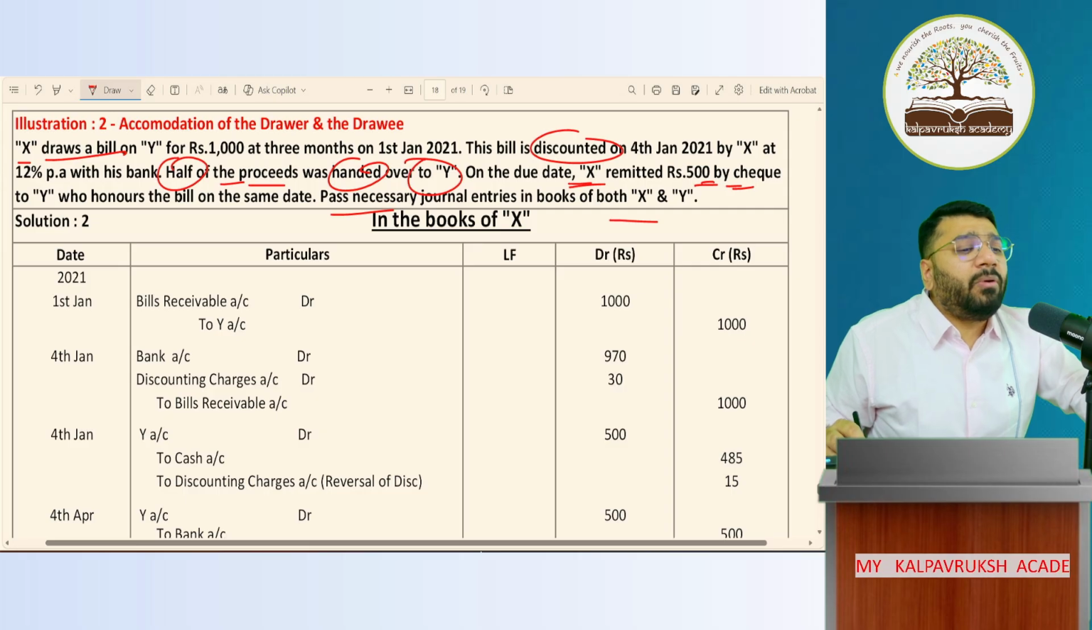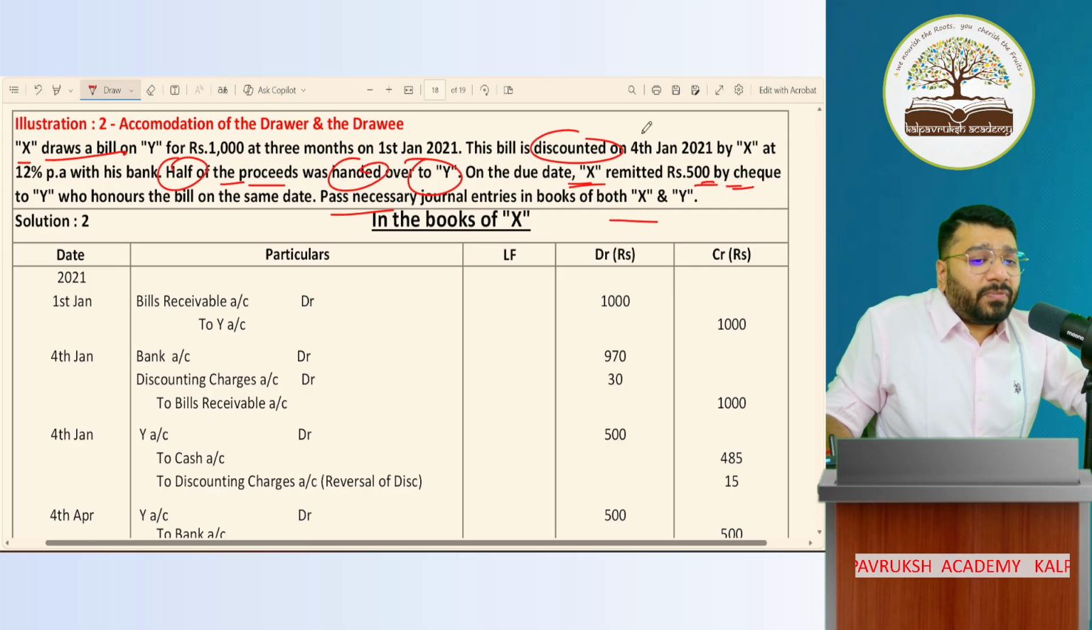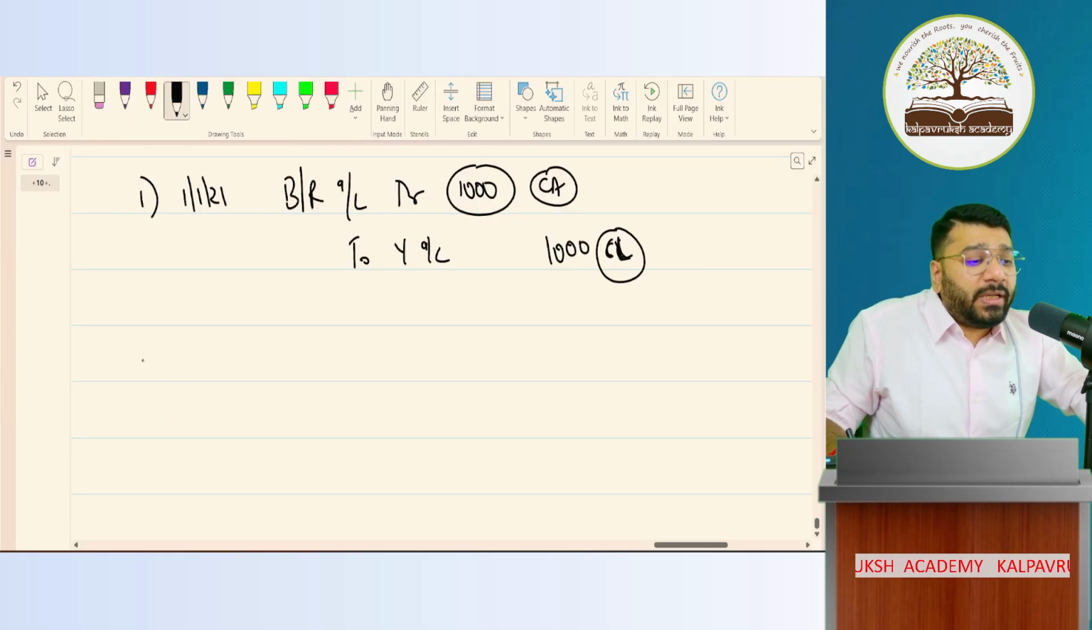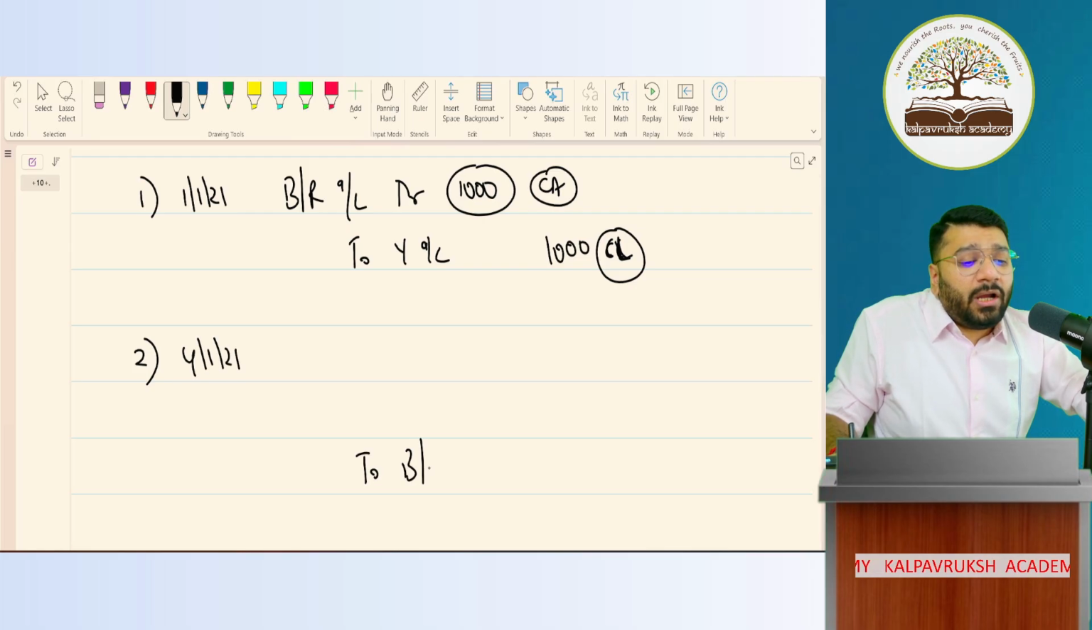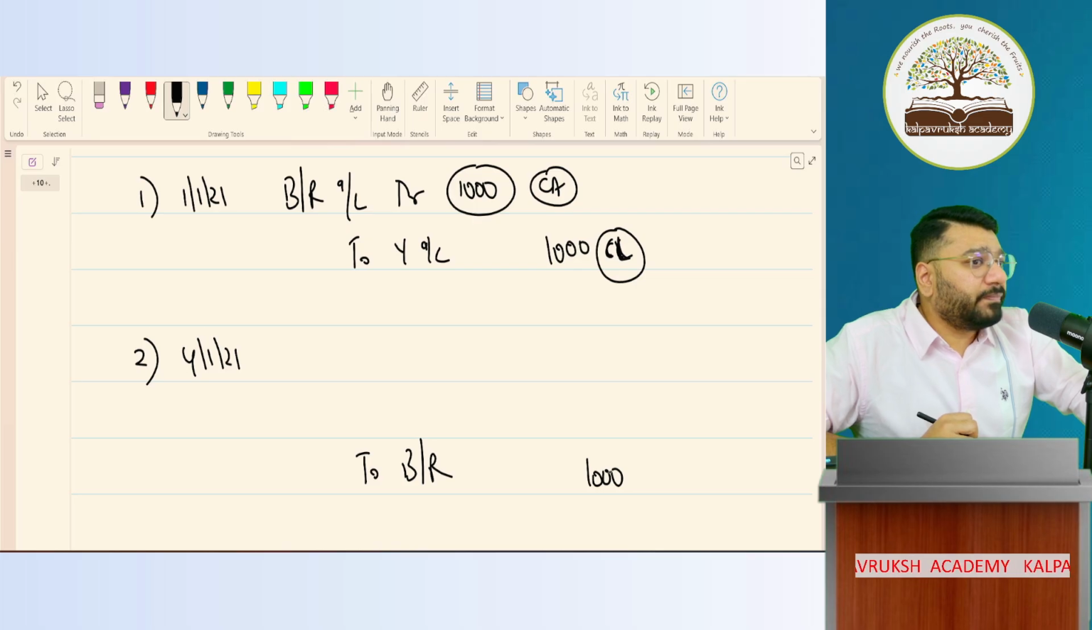Bank account debit, discounting charge account debit to bills receivable. On what date, people? 4th Jan. Dates are very important. Don't assume the dates. Take the dates from the question. So 4th Jan 21. From my hand, asset is going out to the banker. So the banker has become the holder of the bill.